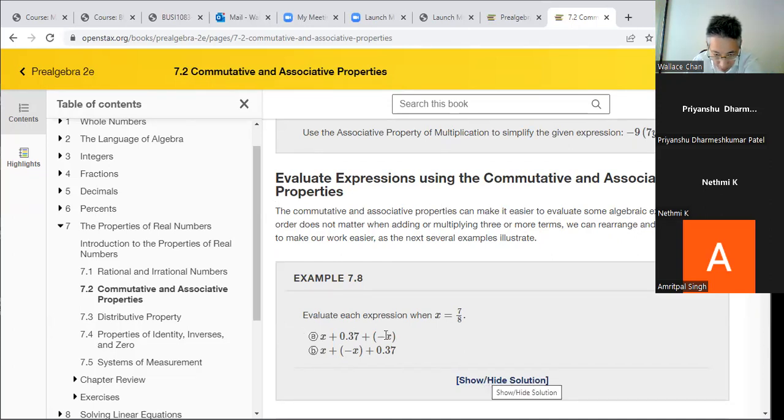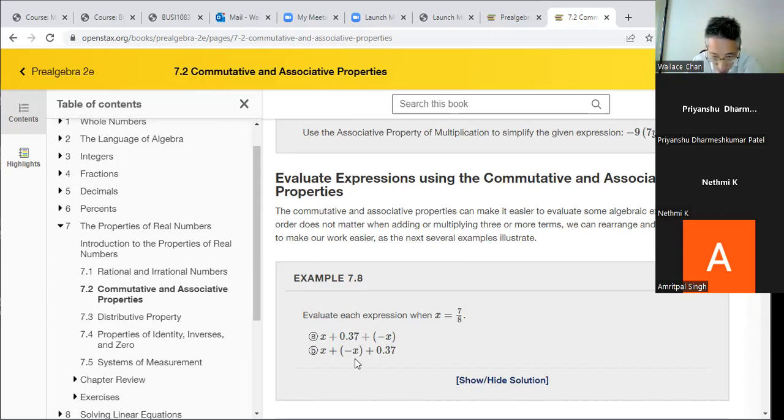Now, how can you evaluate the expression if x equals 7/8? Now, you may think that this is very complicated, because you have fractions and decimals. But if you read closely, 7/8 plus 0.37 and then here plus minus x, that means minus 7/8. So 7/8 minus 7/8 is 0. Because of that, the answer is 0.37.